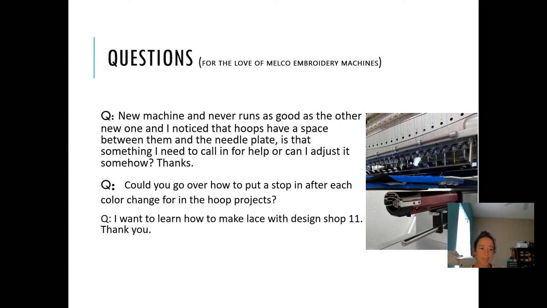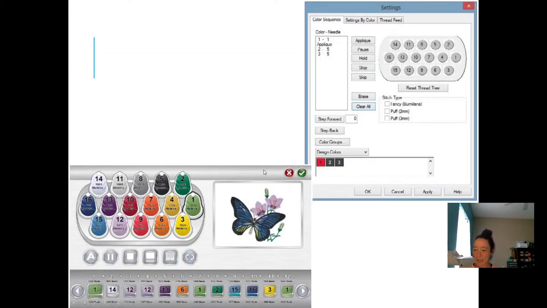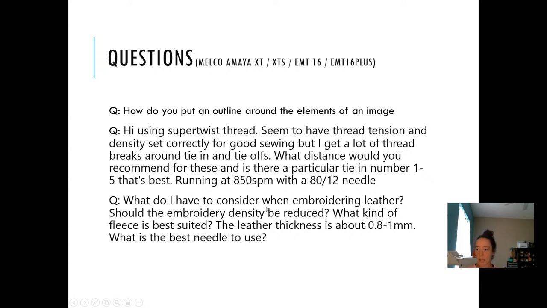Well, let's see, what else do we have? We did that. How do you put an outline around elements of an image? Yeah, digitize them in. So let's see. What else do we have?